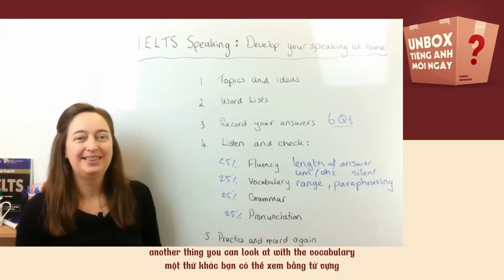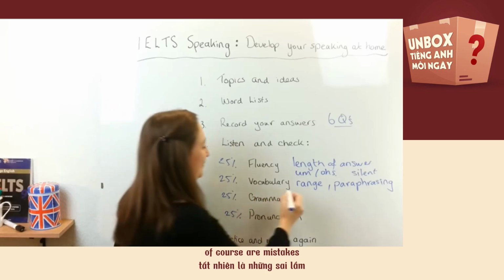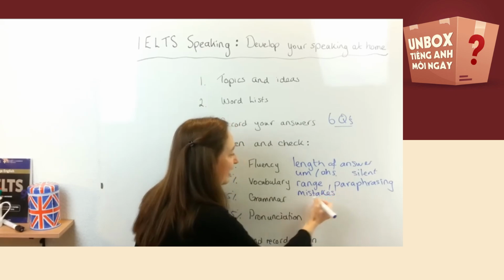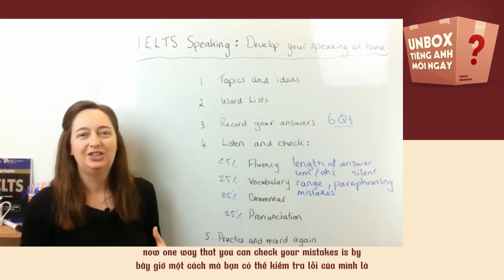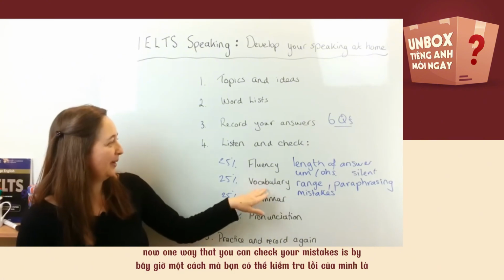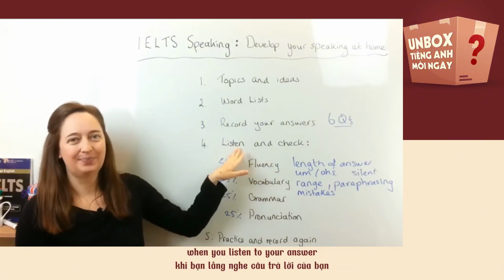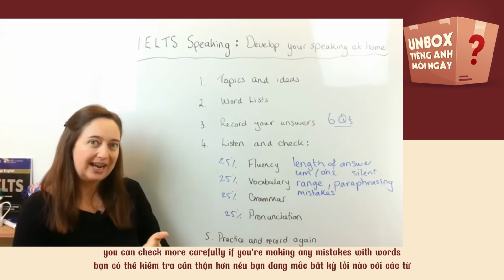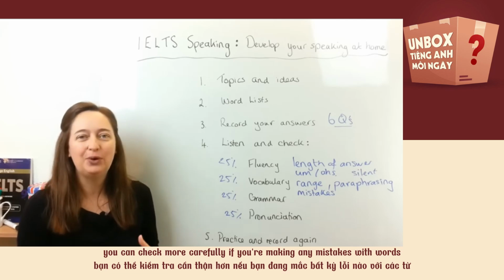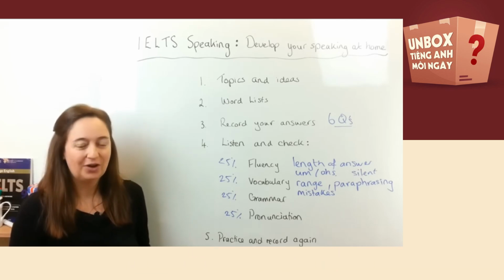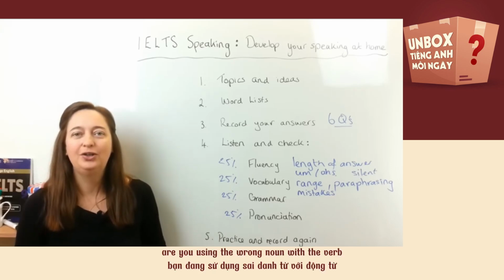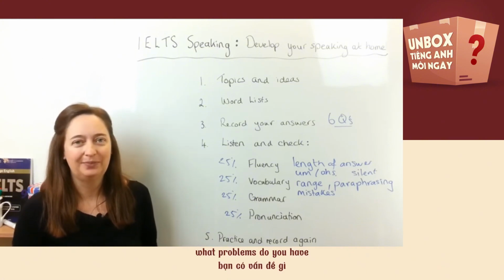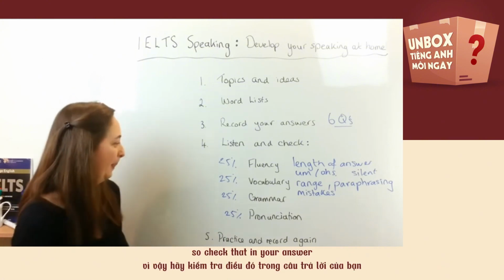Another thing you can look at with the vocabulary, of course, are mistakes. Now, one way that you can check your mistakes is by, when you listen to your answer, listen and write down the words that you say. That way you can check more carefully if you're making any mistakes with words. Are you using the wrong word? Are you using the wrong noun with the verb? What problems do you have? So check that in your answer.